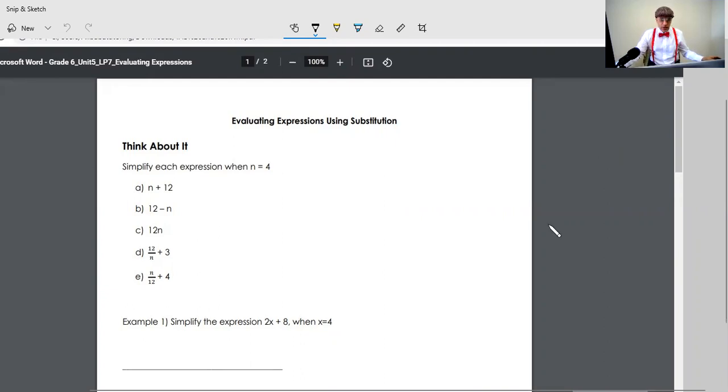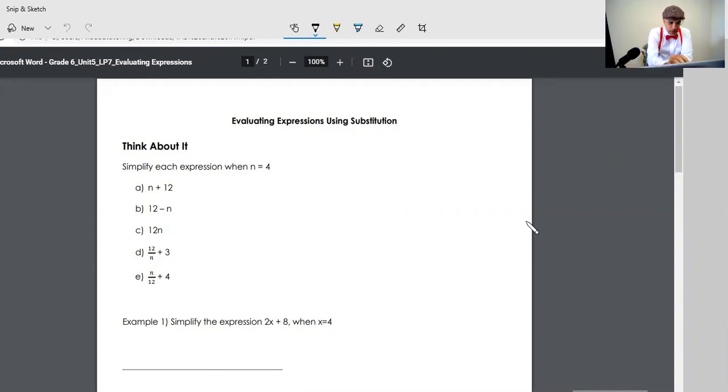All right, so today we're gonna learn how to evaluate expressions using substitution, okay? In other words, what does that mean? Whenever we see a letter, we call it a variable. Instead of that variable, we're gonna put what it's worth. We're gonna put the value instead of the variable, okay? So let's look at this first example.